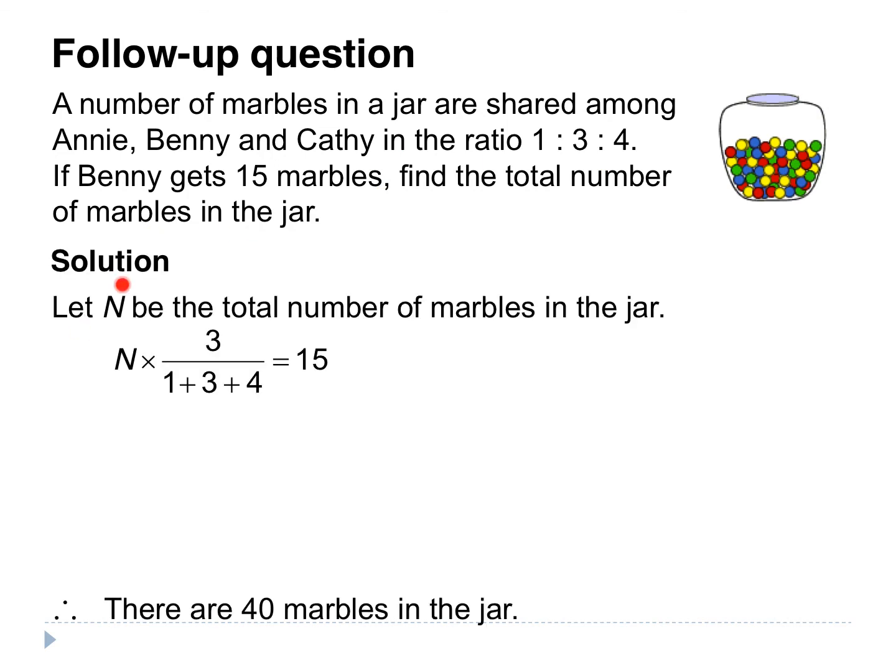First, we can let n be the total number of marbles in the jar. Because Benny gets 3 out of the total, and the total will be 1 plus 3 plus 4, so 3 parts out of the 8 parts. The total number times this becomes the number that Benny gets, which is 15. By simplification, n times 3 over 8 equals 15. And then we can find out that n equals 40. So altogether, there will be 40 marbles in the jar.